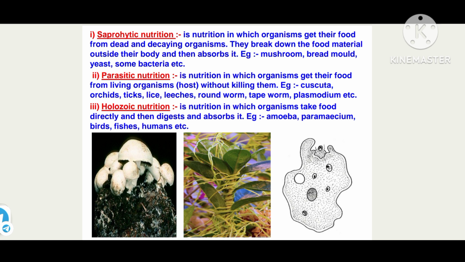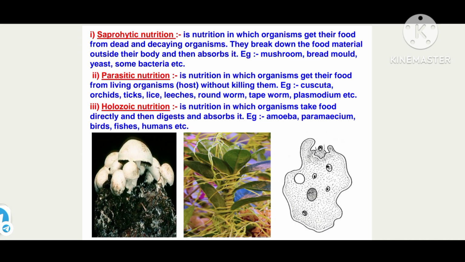For example, dead and decaying organic matter like cow dung or any dead part of an animal or a plant is called dead and decaying organism. They break down the food materials outside their body and then absorb and utilize the nutrition for their growth and development. For example, mushroom, bread mold, yeast and some bacteria. These are all examples which come under the saprophytic mode of nutrition. I hope you understood the saprophytic mode of nutrition.